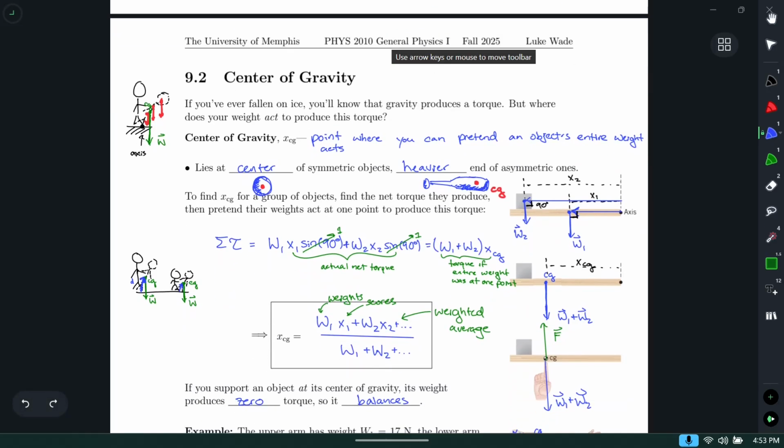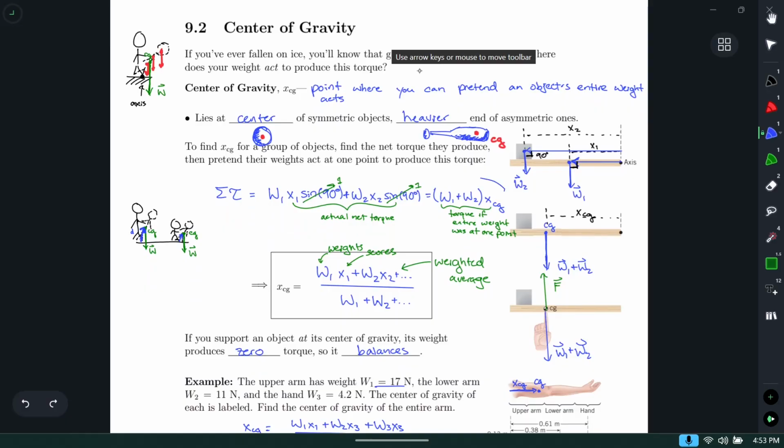Well, you come up with the idea of, is there an equivalent point? Could we pretend all of your weight is actually only at one singular point? And if so, where would that point be? Well, there turns out to be a spot like that. It's called your center of gravity. And we can use it and get the exact same amount of torque as we would get if we really did account for every little point on your body being pulled on separately.